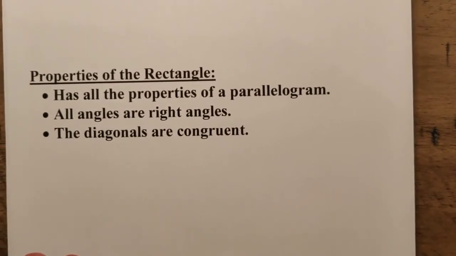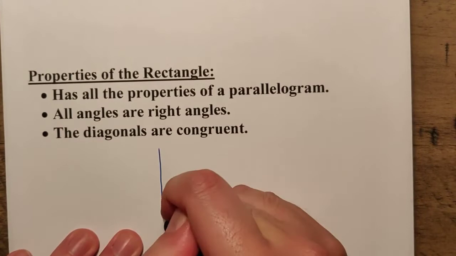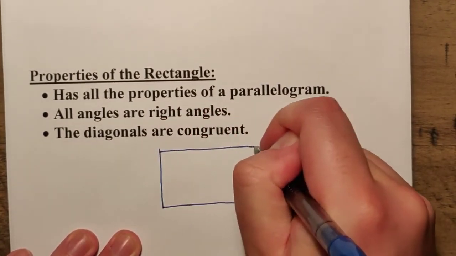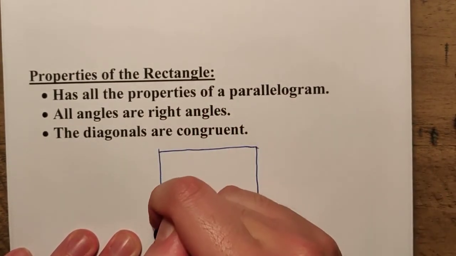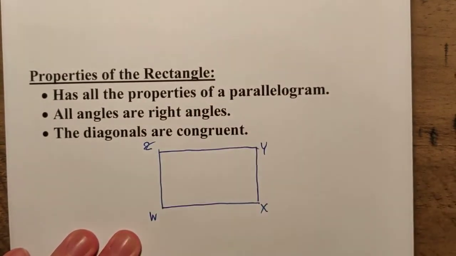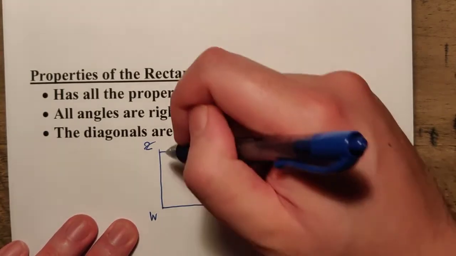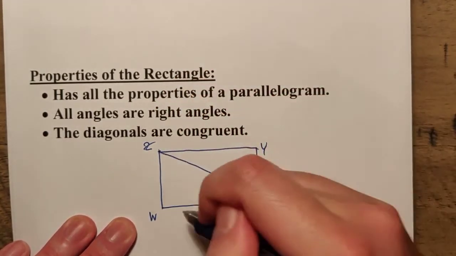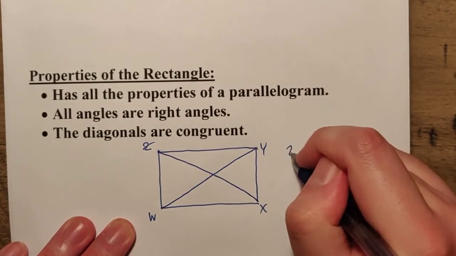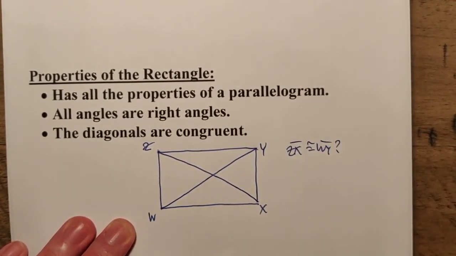If you have a rectangle, you should be able to very easily show that since all the angles are right angles, the diagonals must be congruent to one another, like this, right? We can just do a very quick proof sketch of this here. So in this situation, I want to show that ZX and WY are congruent here. Well, it shouldn't be too hard to see.